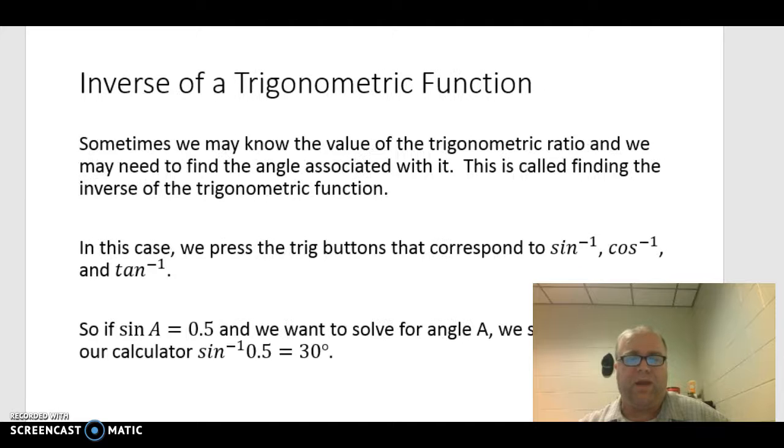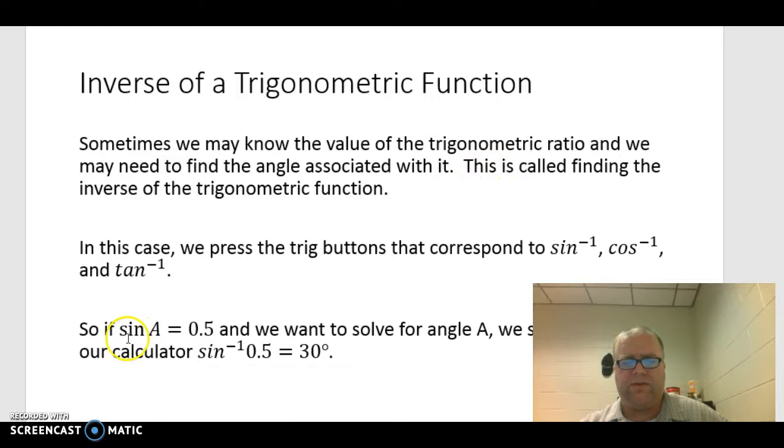All right, let's talk about the inverse of a trigonometric function. With the regular trigonometric function we just learned, we're given an angle and we're trying to find the corresponding value or ratio. With the inverse, we're given that value or ratio and we're trying to find that angle.